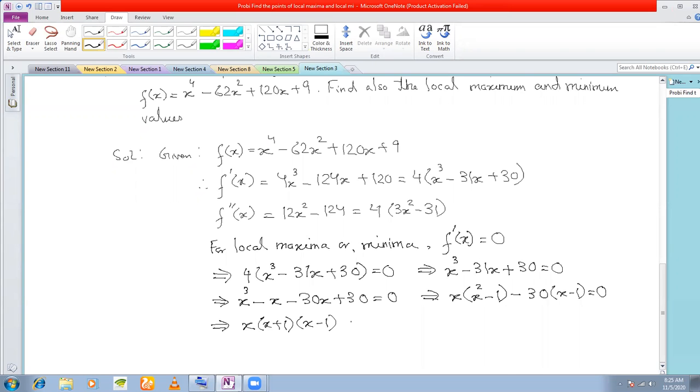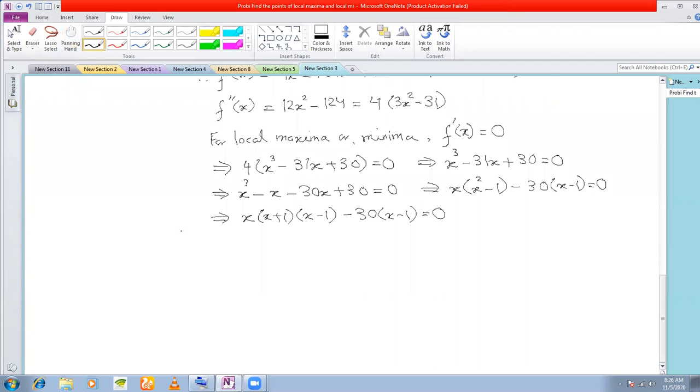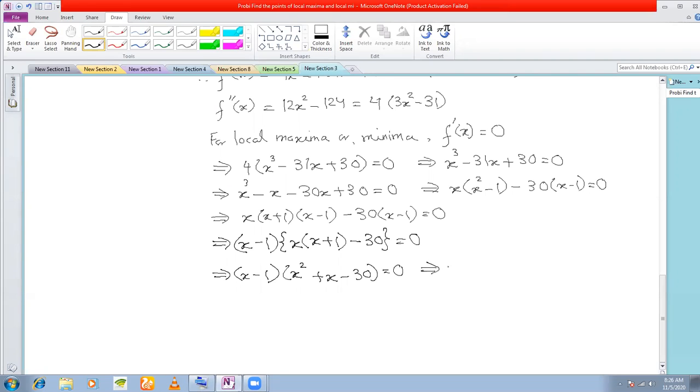Okay, minus 30 times x minus 1 equal to 0. Next you can take x minus 1 common from here. After taking x minus 1 common, you are left with x into x plus 1 minus 30 equal to 0. That means x minus 1 into, if you multiply all this, you will get x square plus x minus 30 equal to 0. Now you can again perform middle term factorization here.